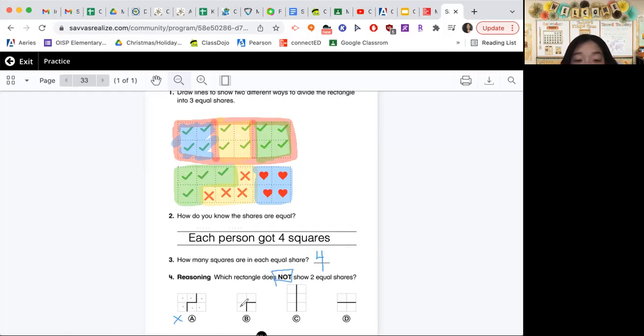Okay, let's look at B. 1, 2, 3, 1. So one person gets 3 chocolate pieces. One person gets 1 chocolate piece. Is that equal? No. So it must be B.